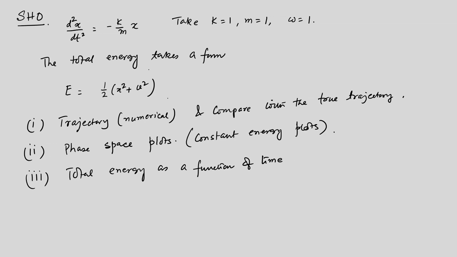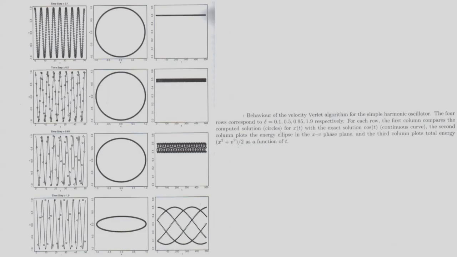Okay. And we show this and understand that as delta is increased beyond a certain value, one gets poorer and poorer solutions, and beyond a certain value of delta, one gets very unphysical solutions. So, this is the solution. So, you see that this is the trajectory part.